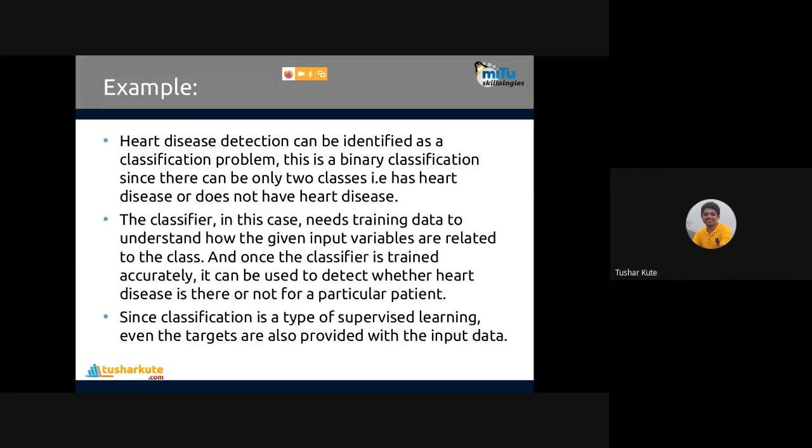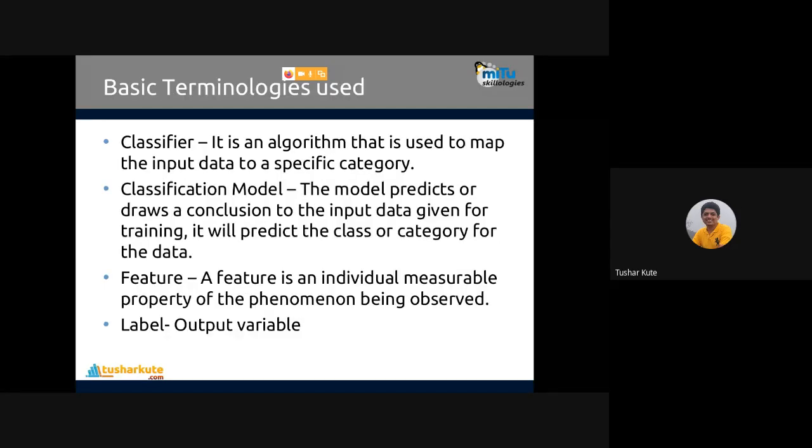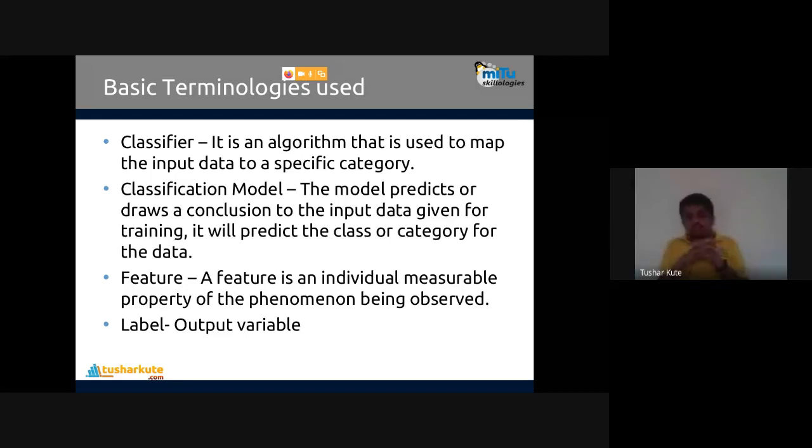Since classification is a type of supervised learning, the targets are also provided with the input data. So input and output both are given. The relationship between input and output is found by the supervised learning algorithm, and then the model is used to do predictions. In a classification system, there are some basic terminologies. The first is the classifier. It's an algorithm that is used to map the input data to a specific category. Just like the algorithm we used before was a regressor, now it is a classifier.